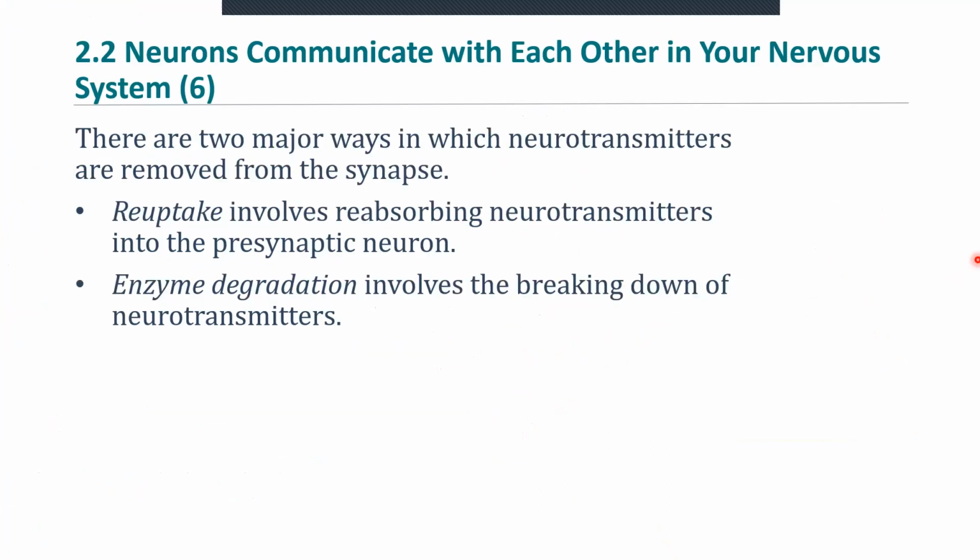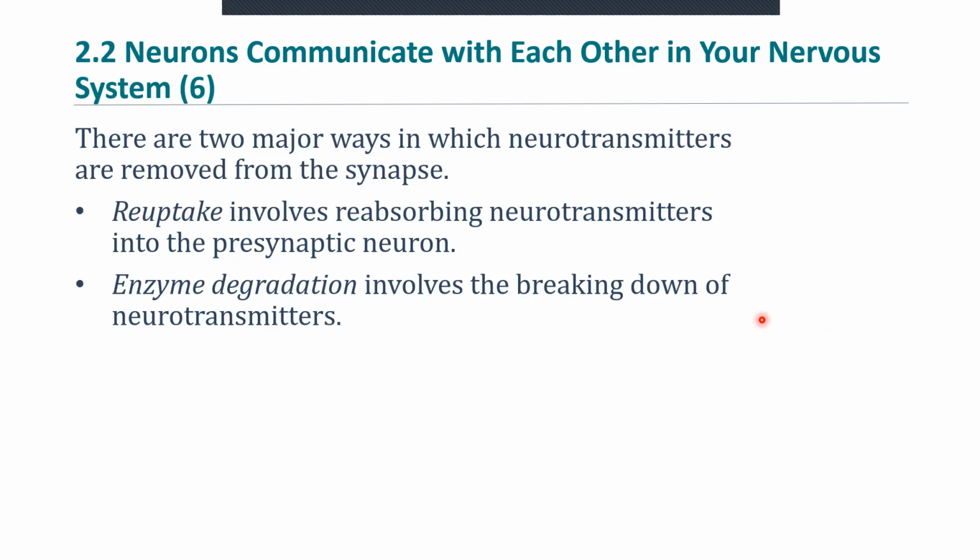There are two major ways in which neurotransmitters are removed from the synapse, because they can't just stay there and keep stimulating the receiving neuron, the postsynaptic neuron. After each action potential and release of chemicals, the area's got to be cleaned up. And once again, this is all happening in a tiny part of a second. The first way is reuptake, and this is the presynaptic neuron reabsorbing the neurotransmitters. It's basically recycling. They can be used again.